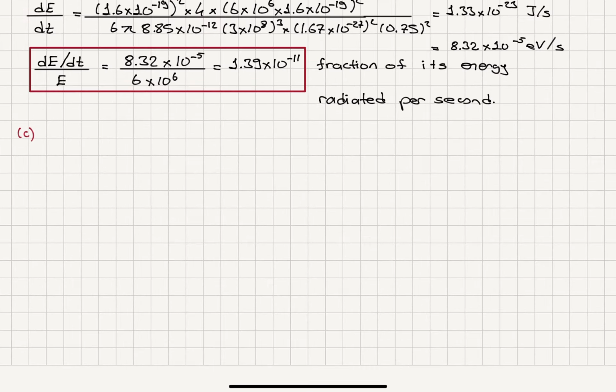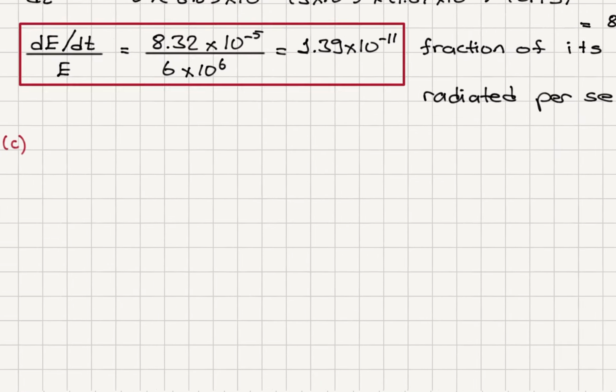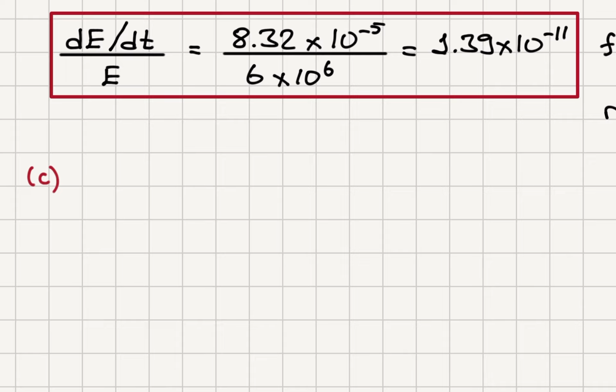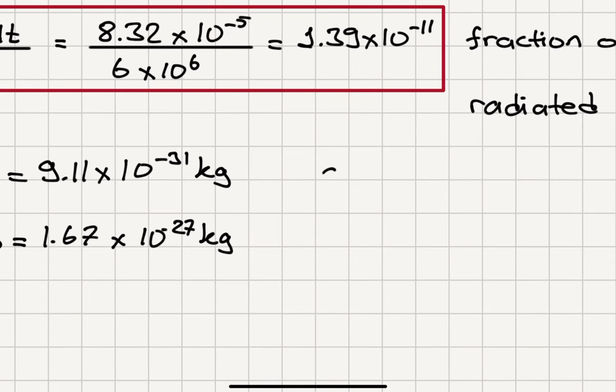Okay, let's move on to part C of the problem. Now consider an electron orbiting with the same speed and radius. What fraction of its energy does it radiate per second? Now we're going from proton to electron. Mass of the electron is rest mass 9.11 times 10 to minus 31 kilograms. Mass of the proton was 1.67 times 10 to minus 27 kilograms. The acceleration, which is v squared over r, is the same.